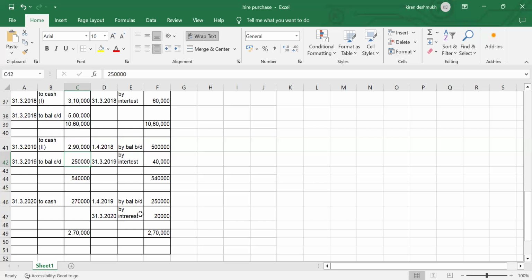2,50,000. In the third year, we have recorded interest for rupees 20,000. And here on the debit side, we are recording to cash for rupees 2,70,000. Like this, we have passed the entries in the ledger account of vendor. So in the books of hire purchaser, we have prepared two ledgers. One is asset account. Second one is hire vendor account.